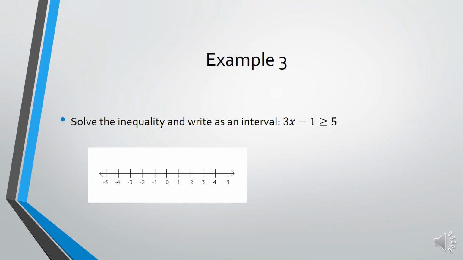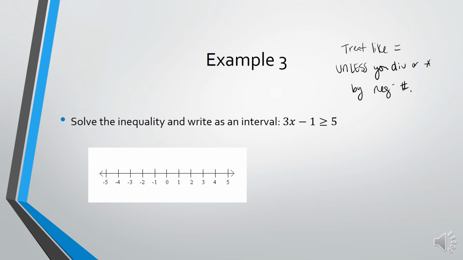Now what I want to do is solve this inequality and write it as an interval. When I'm solving inequalities, you want to treat it just like an equal sign, unless, and this is a big unless, you divide or multiply by a negative number. If you do that, all you have to do is flip the inequality.